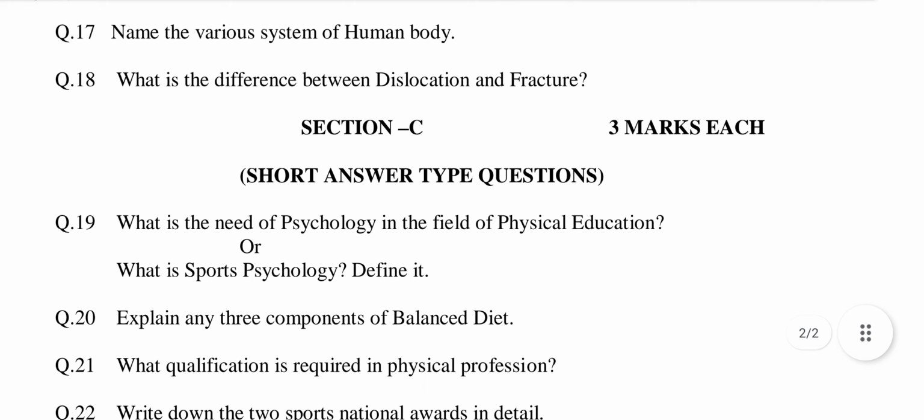Question number 17. Name the various systems of the human body.